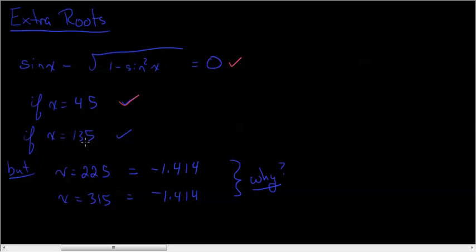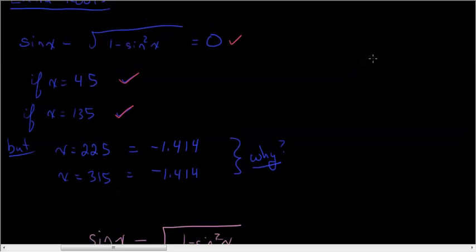Then you put in 135. The sine of 135 minus the square root of 1 minus the sine of 135 squared. That one also equals 0. But something happens when I put in 225. The sine of 225 minus the square root of 1 minus the sine of 225 squared, it doesn't equal 0. It equals negative 1.414. And same thing with 315.